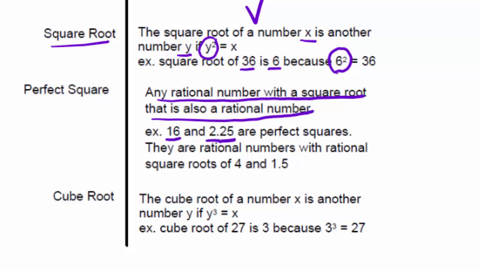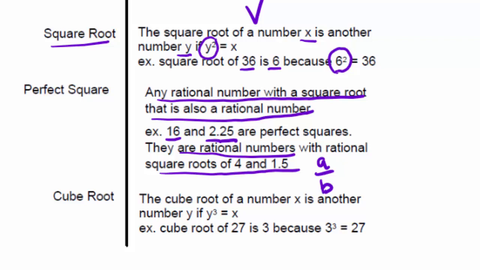16 and 2.25 are perfect squares because they are rational numbers and they have rational square roots of 4 and 1.5. And a rational number is any number that can be expressed as the ratio of a over b, where a and b are both integers. So it's the ratio of two integers. That's what a rational number is.